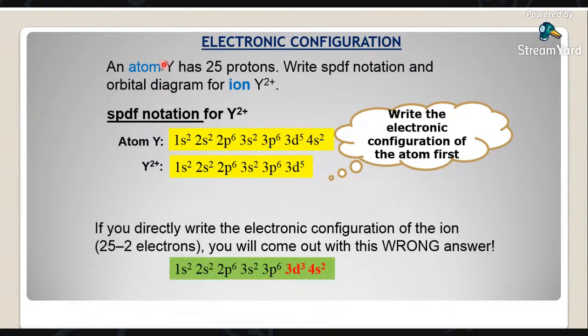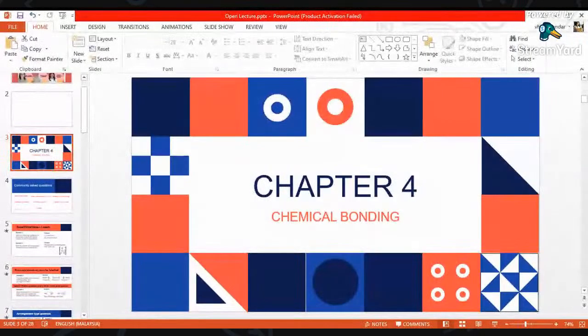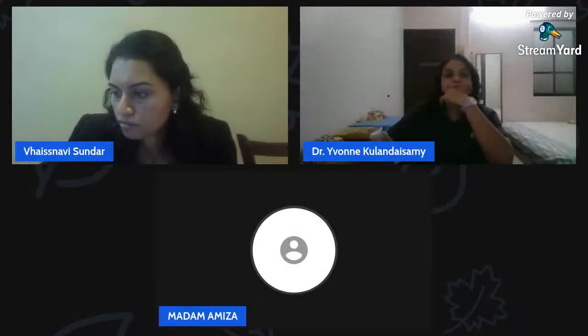Alright. Okay, the question is an atom Y has 25 protons. Write SPDF notation and orbital diagram for ion Y2 plus. Okay, so if you want to write the SPDF notation for the ion, we need to write SPDF notation for the atom first, compulsory. Write for the atom first, then only you write for the ion.